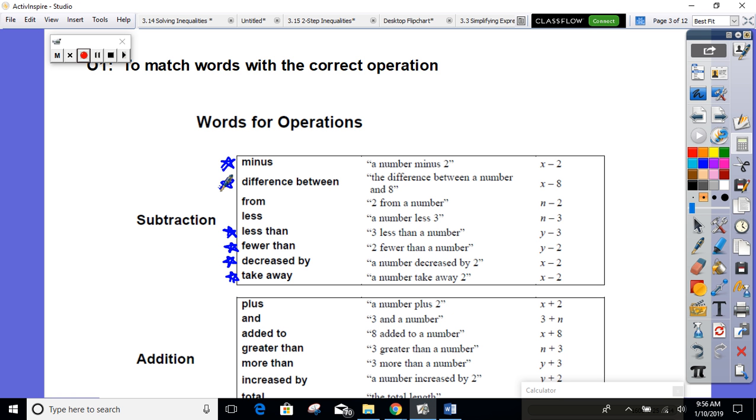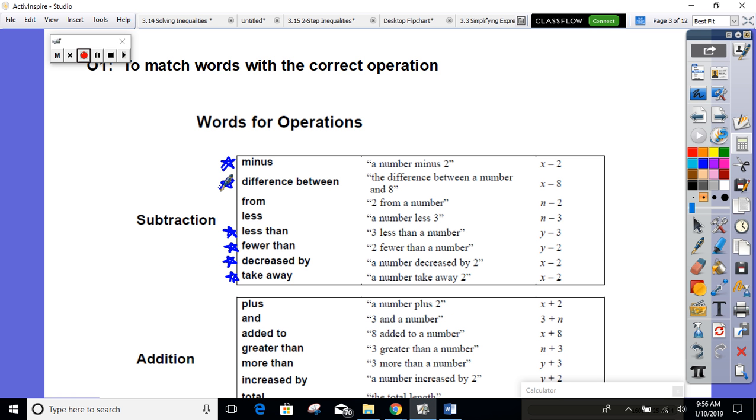So when it says less than, we start with the variable, we subtract 3. But if it says a number less 3, we're starting with the number, subtracting 3. You're hardly ever going to see it worded this way. Most people, when they say less than.